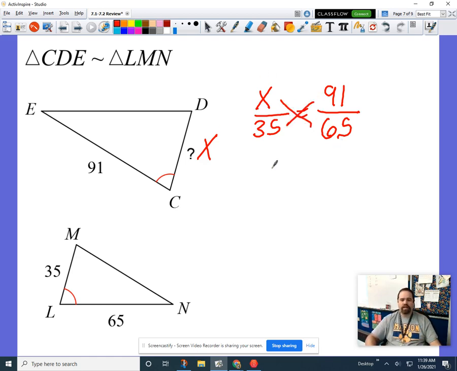Okay, cross multiply here. 65x and whatever 35 times 91 is. 3,185. Then you divide out your 65. I got 49 for that missing side. And that's it. You're done. Okay? Nothing else to do with it.